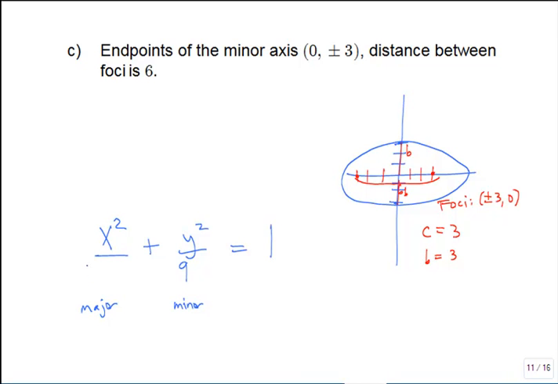So all we need to do now is find this bigger square, this a squared. So let's use our c to help us out. c squared is a squared minus b squared. We know that our c was 3, so that becomes a 9.